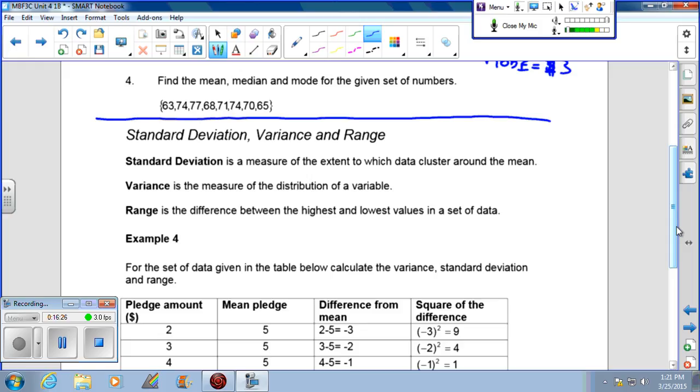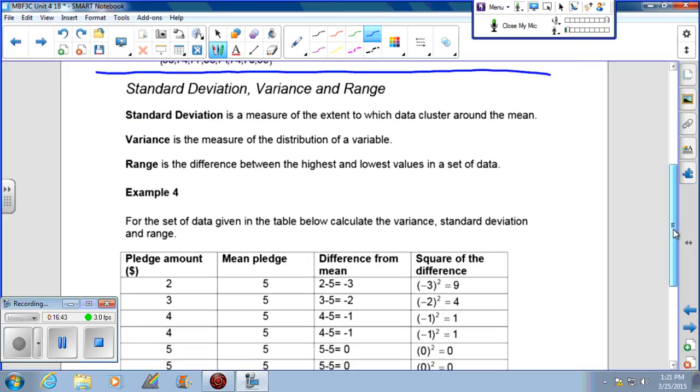Well, that's what we're doing with our data, right? We're finding the mean, we're finding the median, and we're finding the mode, and those are just ways that will tell us something about the data without having to really graph it or do a lot of other stuff with it. Okay. Well, sometimes we need to know a little bit more detail.